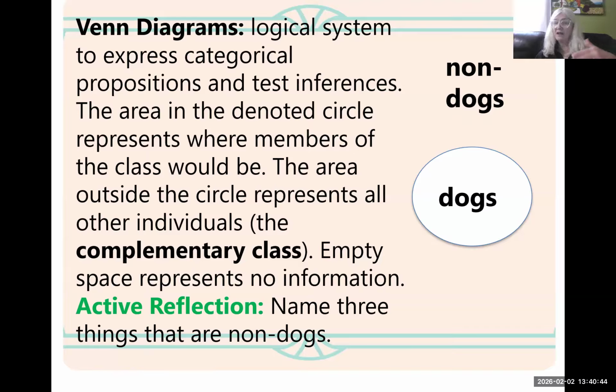When we use the word non and attach it to a class, that's what we call the complementary class. The area outside the circle represents all the other individuals. That is the complementary class. So non-dogs include things like pens and paper and cats, et cetera. Empty space represents no information, okay? So I want you to think about this yourself. I want you to name three things that are non-dogs.